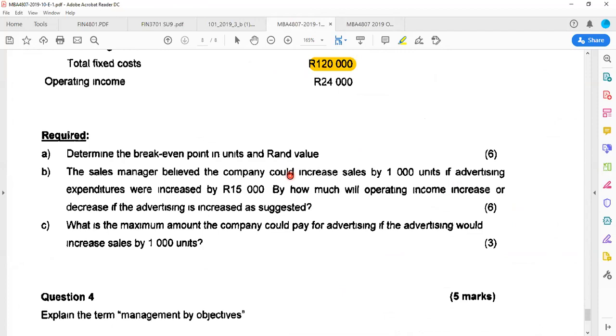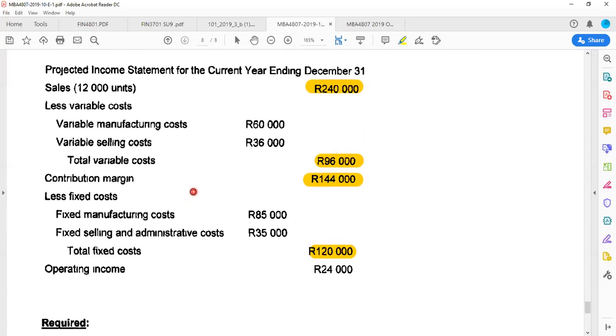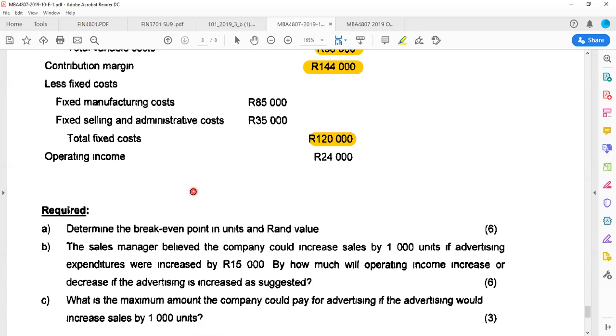The next part of the question said that the sales manager believed the company could increase sales by 1,000 units if advertising expenditures were increased by 15,000 Rand. By how much will operating expense increase or decrease if the advertising is increased as suggested? So this is the cost volume profit analysis we're talking about. We change volume, we change costs, and we try to see how that affects profit.